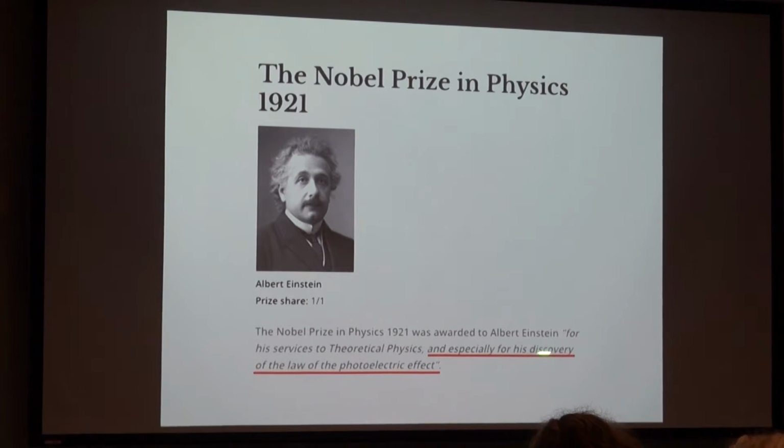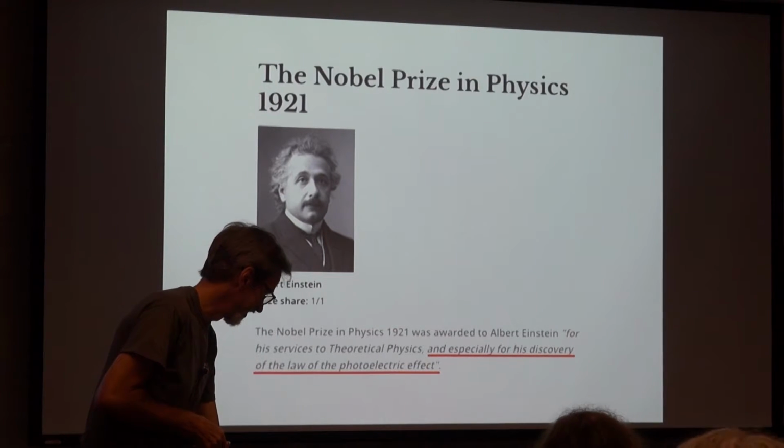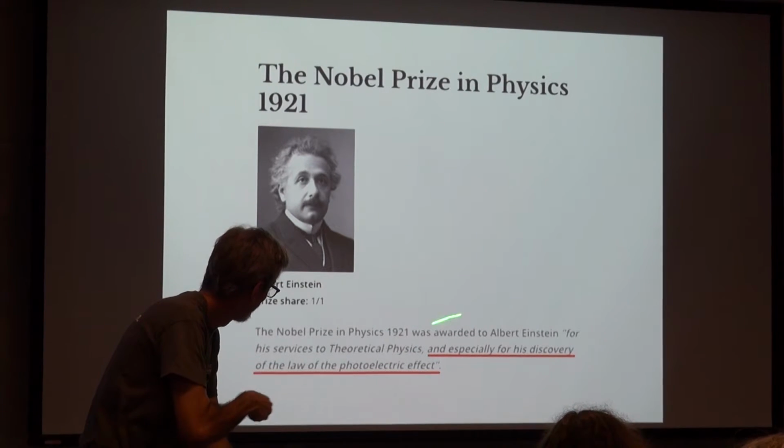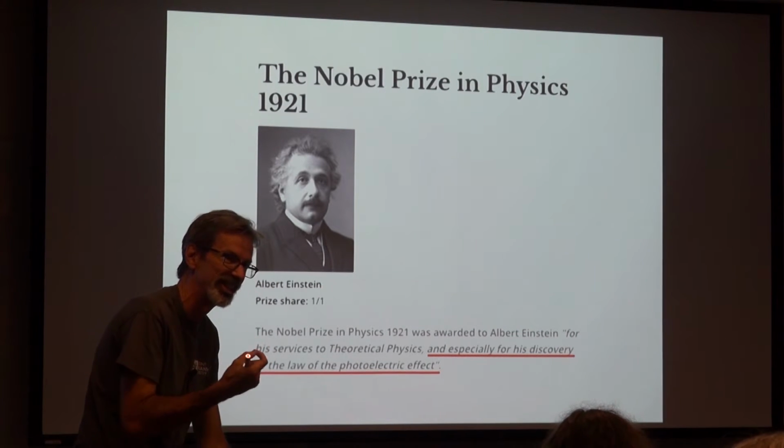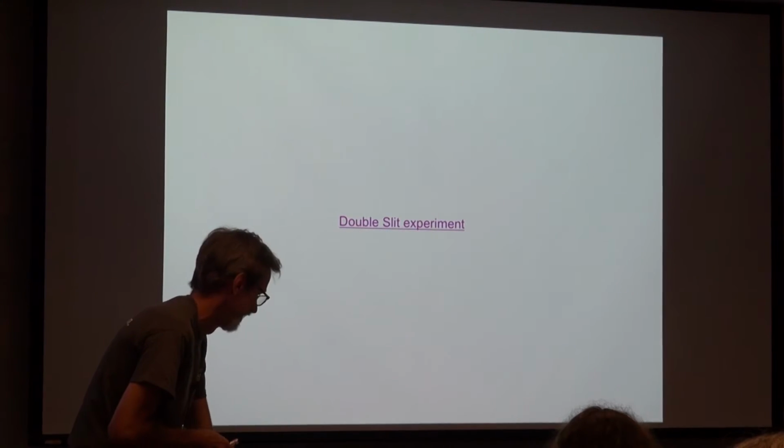If you look at his citation, it's a very interesting one. It's for services to theoretical physics, and especially for his discovery of the law of the photoelectric effect. So, his work was done in 1905. It was really in 1960 that Millikan absolutely validated it. And relativity was accepted by this point, but nonetheless, the photoelectric effect was seen as being a very important thing.